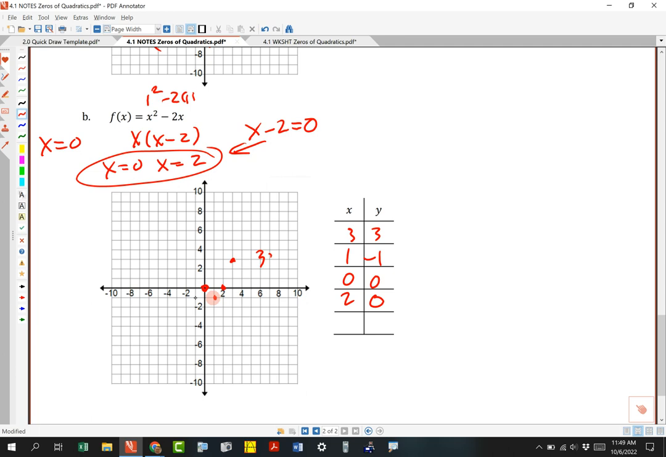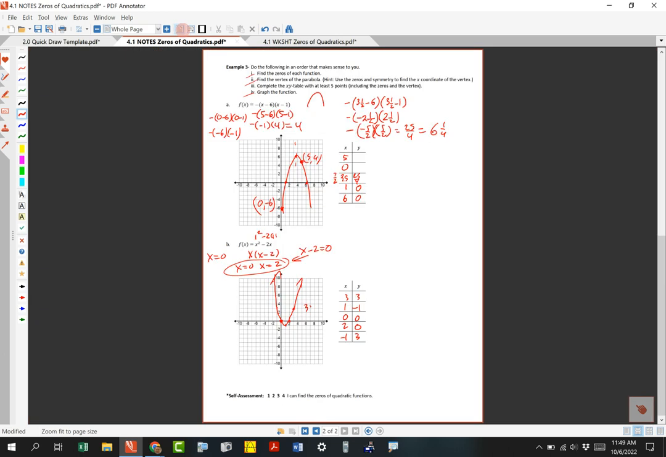Going the other way. Back 2, up 2 squared. That would put us right here. So negative 1 comma 3. Here's what it looks like. All the important stuff on there, and we are all set to go. Any questions?